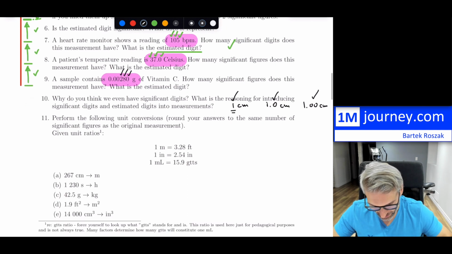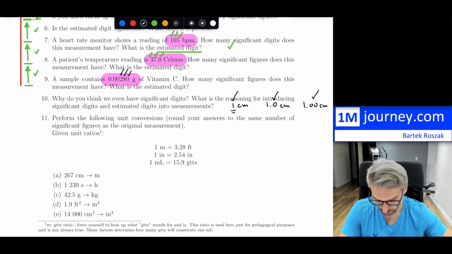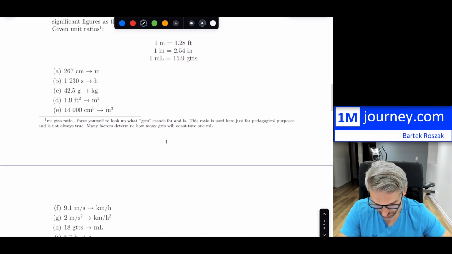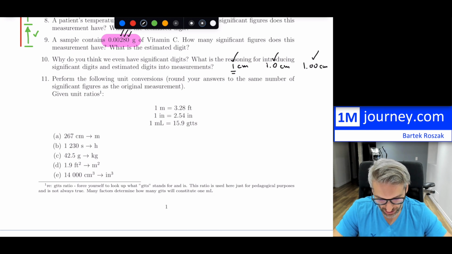Question 11. So now we're going to get into some unit conversions. This is going to be a long one because there are quite a few of these unit conversions here, which I think are worthwhile for you to try. So we want to be able to do these and then round our answers to the same number of significant figures as the original measurement.